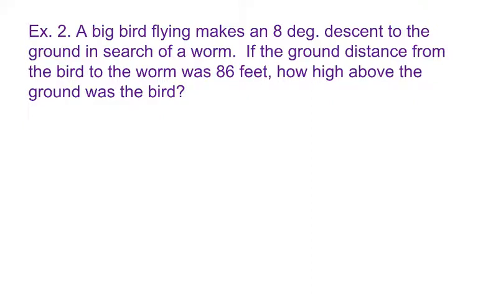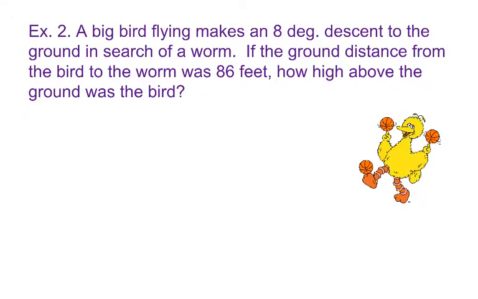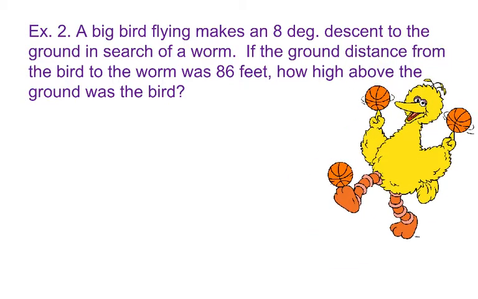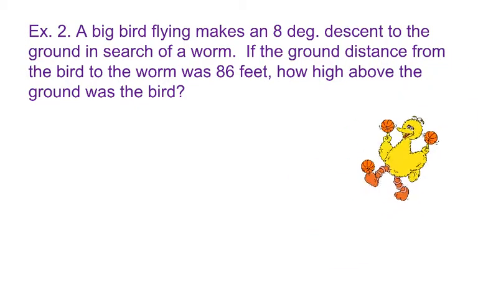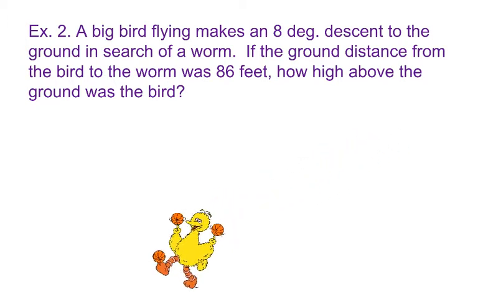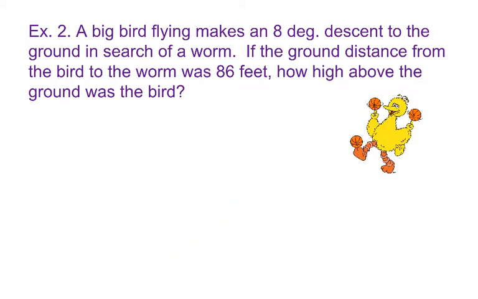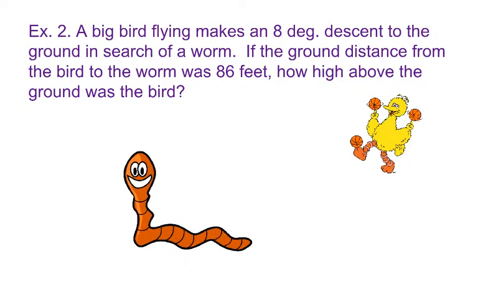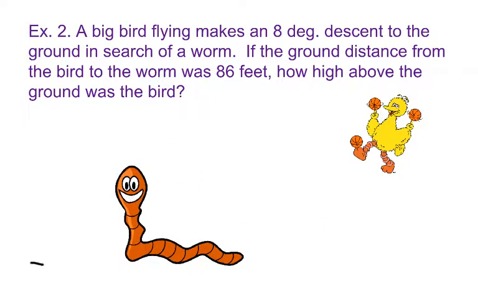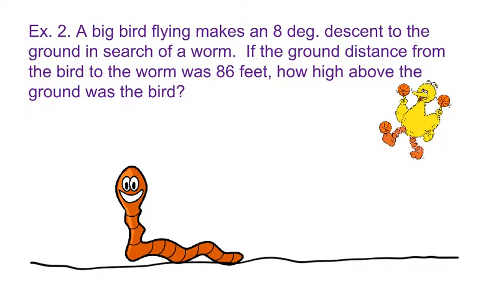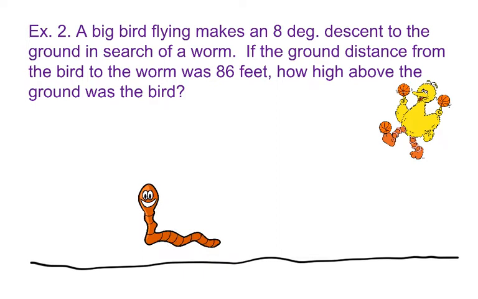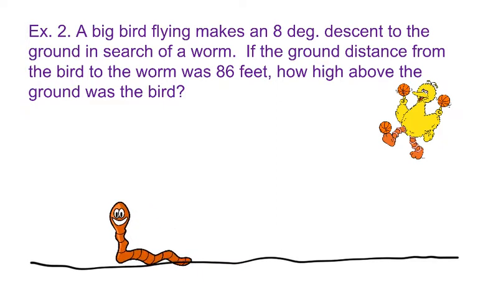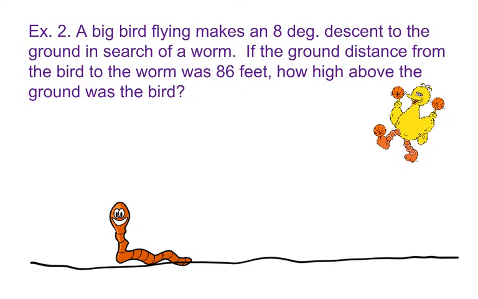All right, example 2. Let's say a big bird. How about Big Bird? Flying makes an 8-degree descent to the ground. So descent means he's going down, in search of a worm. There's our worm. And if the ground distance from the bird to the worm was 86 feet, how high above the ground was the bird? All right, maybe we should shrink this worm. I feel like the worm would probably eat Big Bird if he's that big. There we go. A little better.